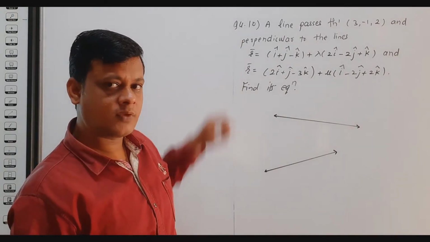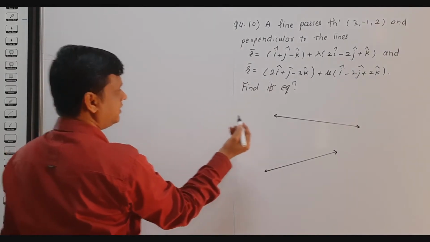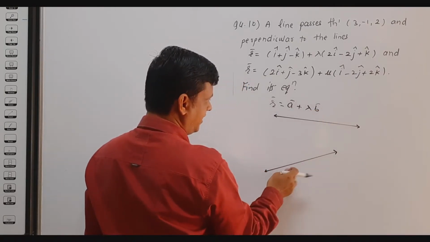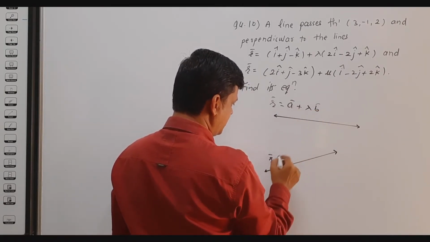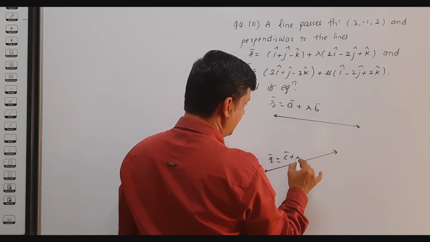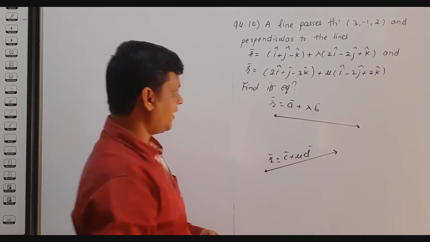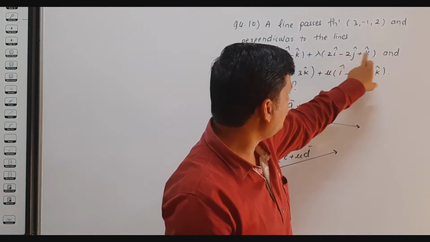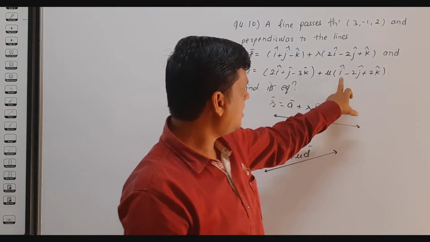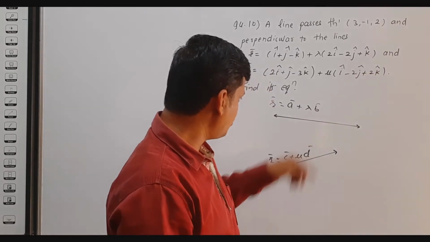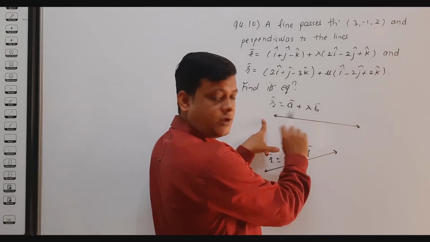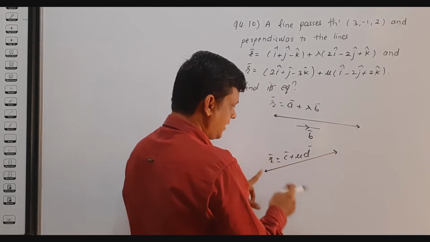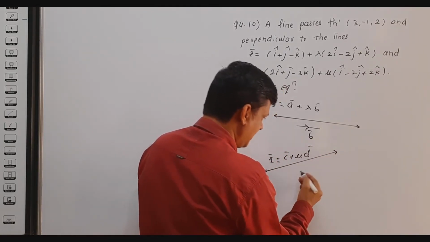Now we have to find the equation of a line passing through this point and perpendicular to these two lines. These two lines are in the form of r bar equals a bar plus lambda into b bar, and r bar equals, suppose we say here, c bar plus mu into d bar. That means the value of vector b is 2i minus 2j plus k and the value of vector d is i minus 2j plus 2k. These two vectors are parallel to the given lines. Suppose this is a given line, then the vector parallel to this line is vector b bar and the vector parallel to this line is vector d bar.